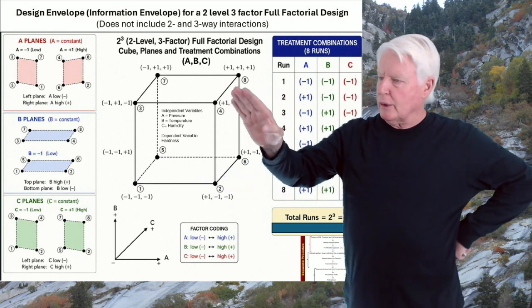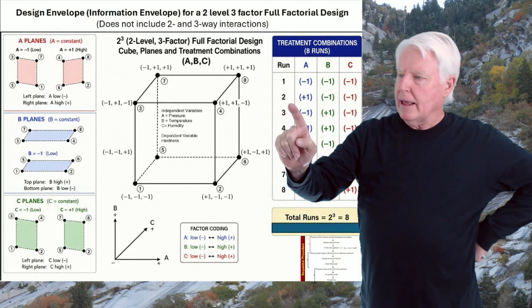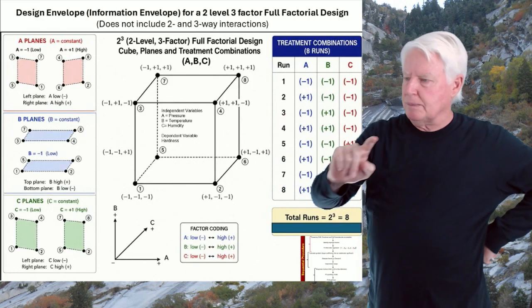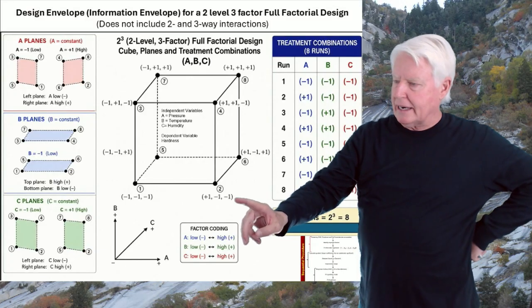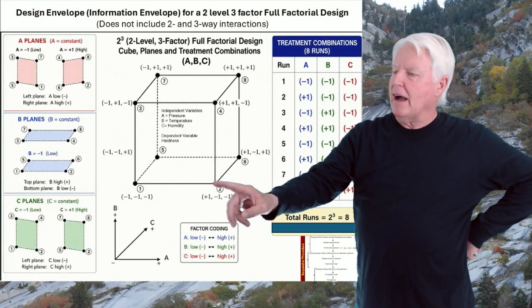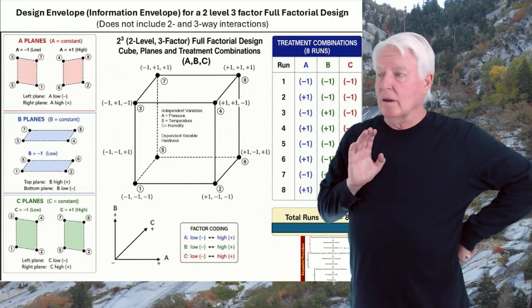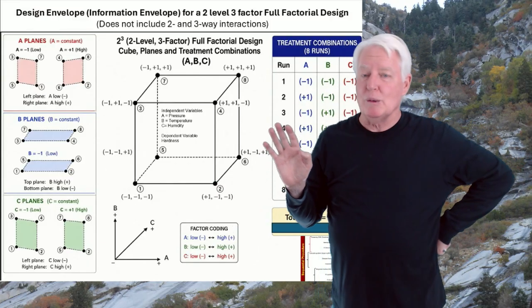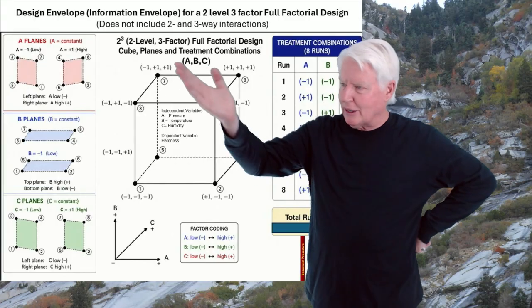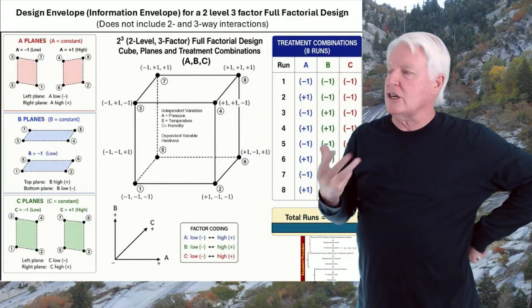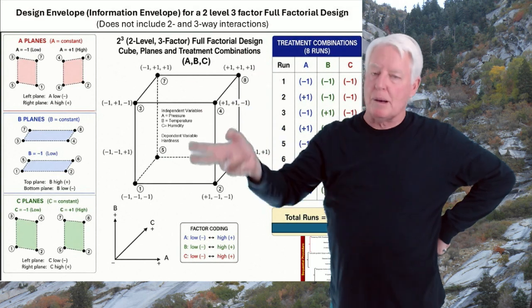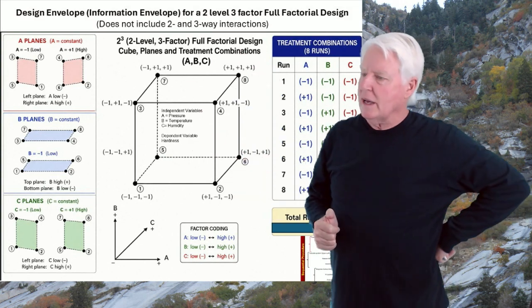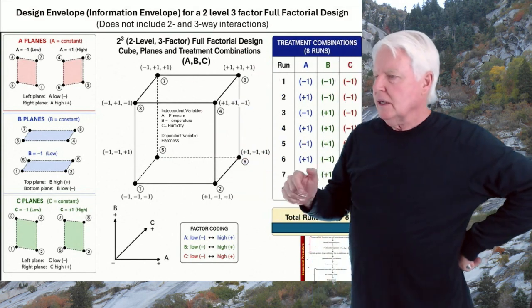A 2^3 creates a cube. All right. And number 2 is plus, minus, minus. So here's number 2, plus, minus, minus. We run the experiment at those settings, get a response. That value of that response lies right here on this cube. Not all designs create a cube. That's why I chose the 2^3 full factorial, because it creates a cube on what I call the design envelope, informational envelope, operational envelope. It has a few names there, like most things do.